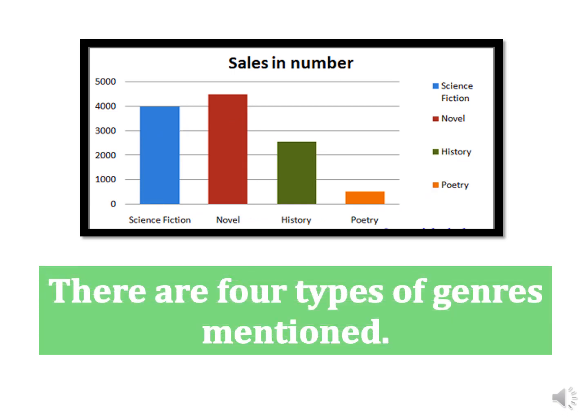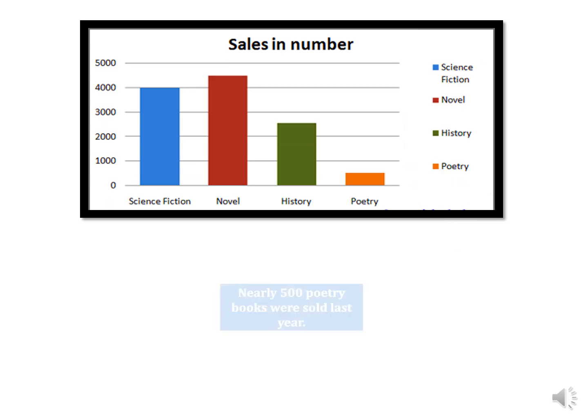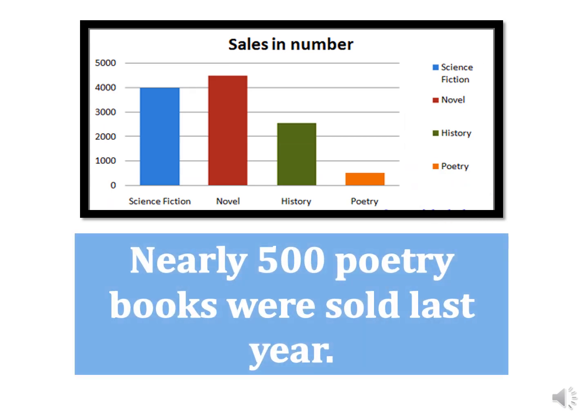And there are 4 types of genres mentioned. So I took this one from here. Altogether, there are 4 types of books mentioned here. Nearly 500 poetry books were sold last year. This information I got from here. Nearly 500 poetry books were sold last year.